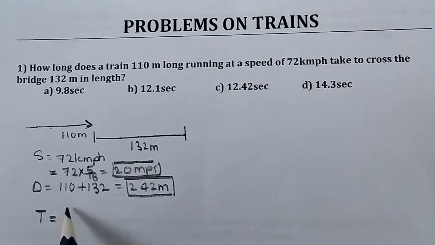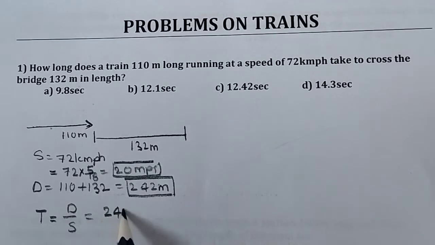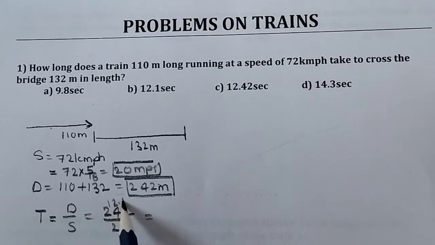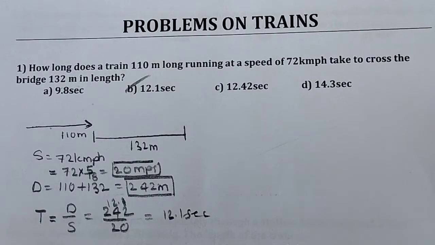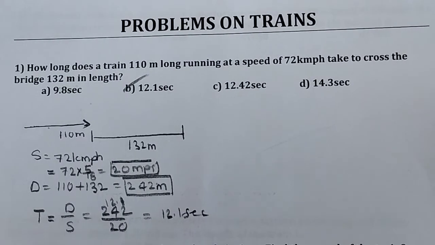Now time equals distance by speed, 242 divided by 20 seconds, that is 12.1 seconds. Okay, so that is the solution.